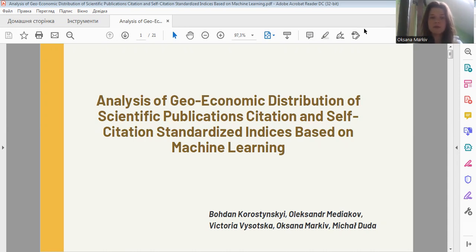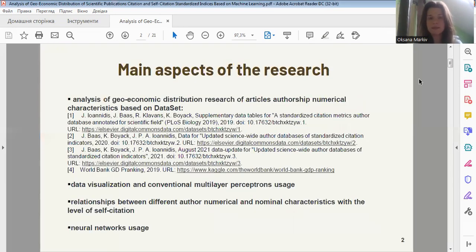I'm going to be focused on such main aspects: visualization and analysis for geo-economic distribution and research of articles, authors, numerical characteristics, relationship between numerical and nominal data, as well as methods of using conventional perceptrons, and also the use of neural networks to identify or refute the existence of nonlinear and complex relationships between parameters of author and his level of self-citation. All data sets are presented at slide number 2.